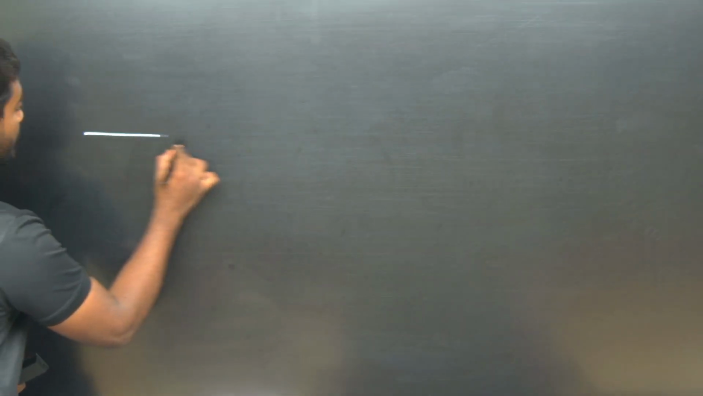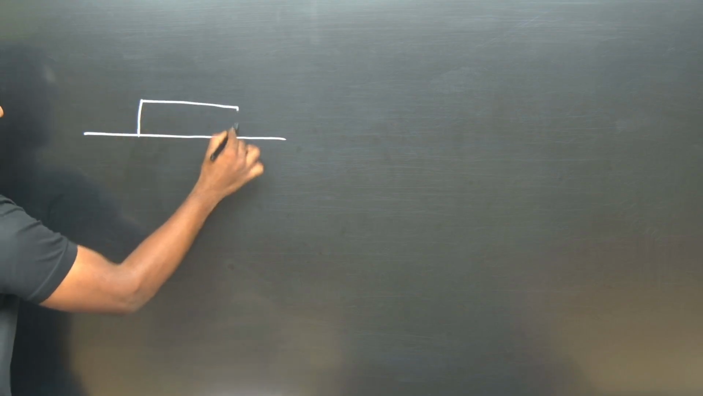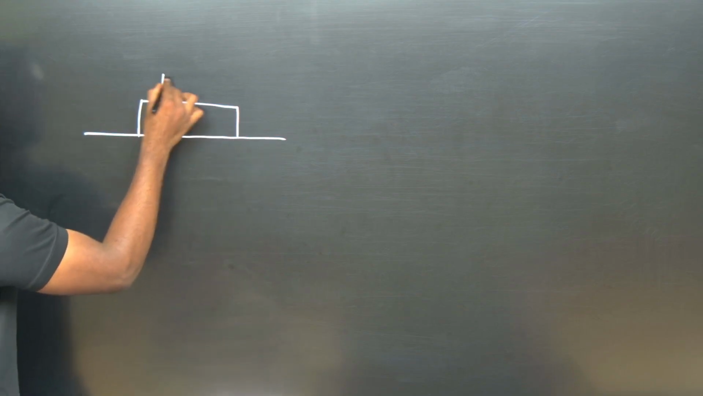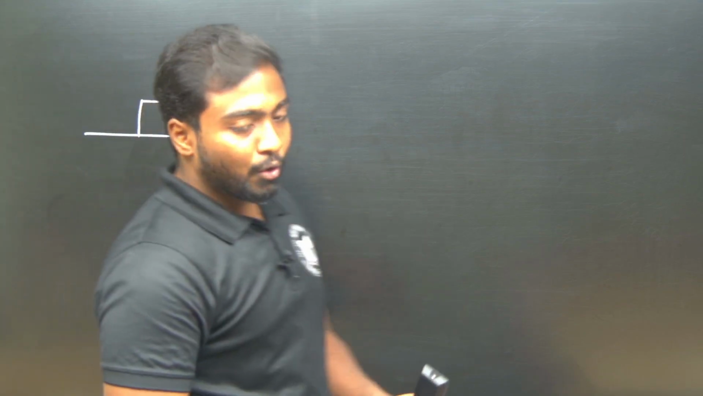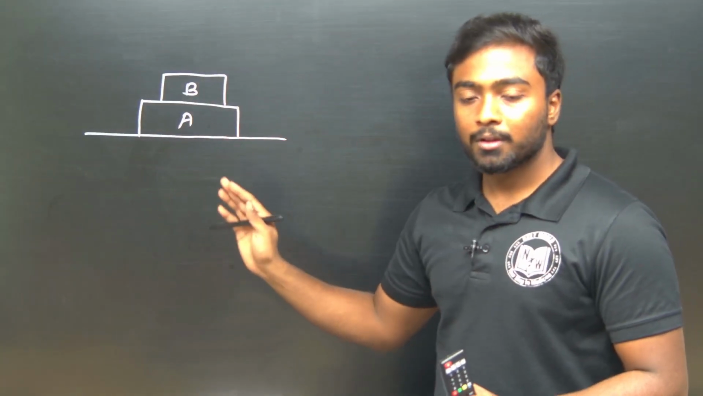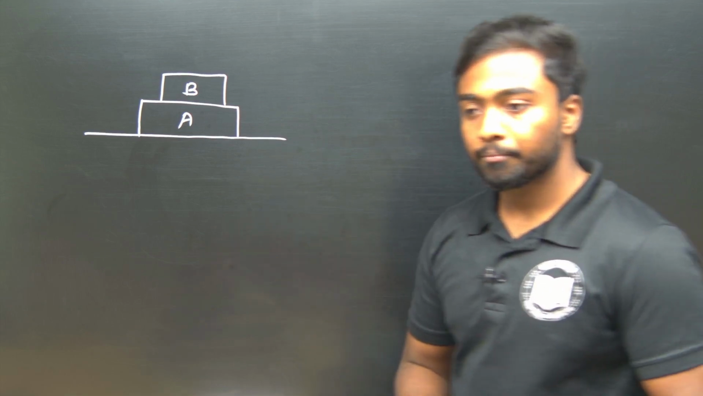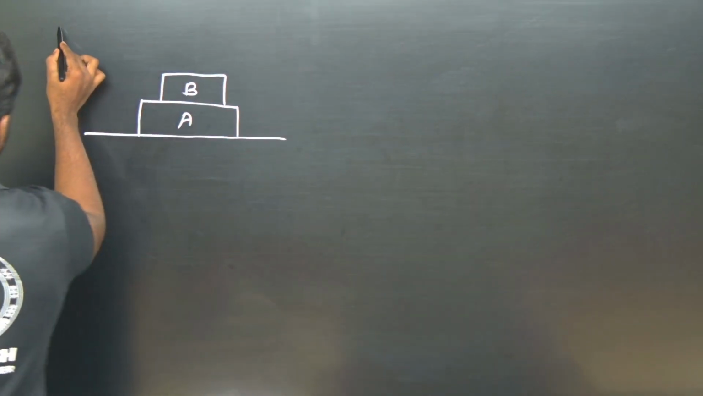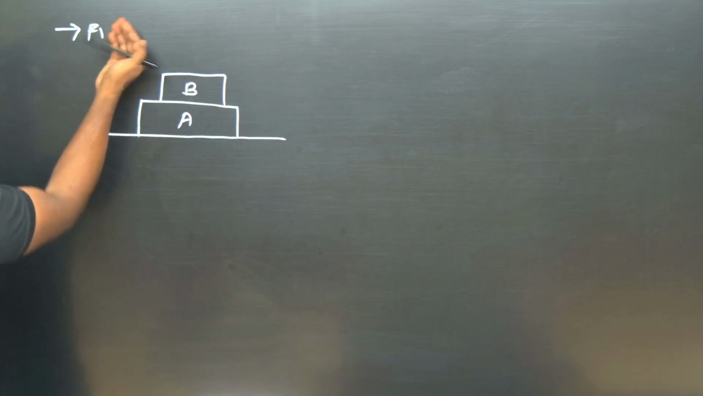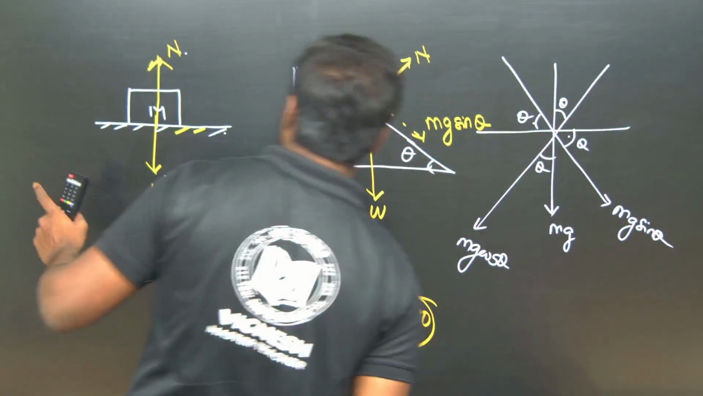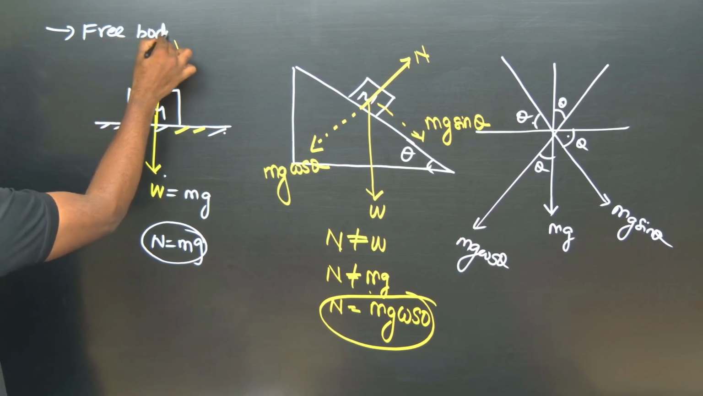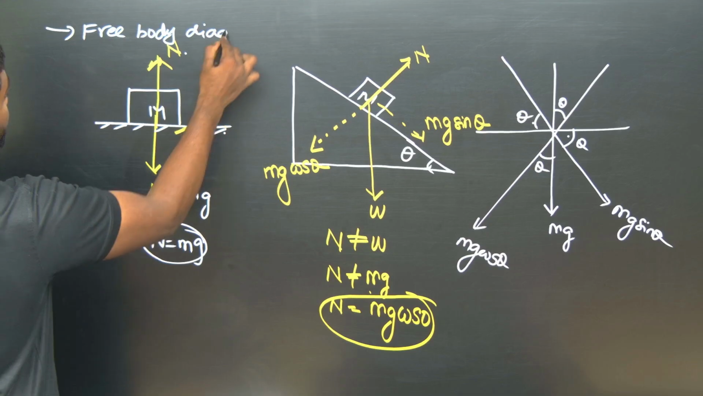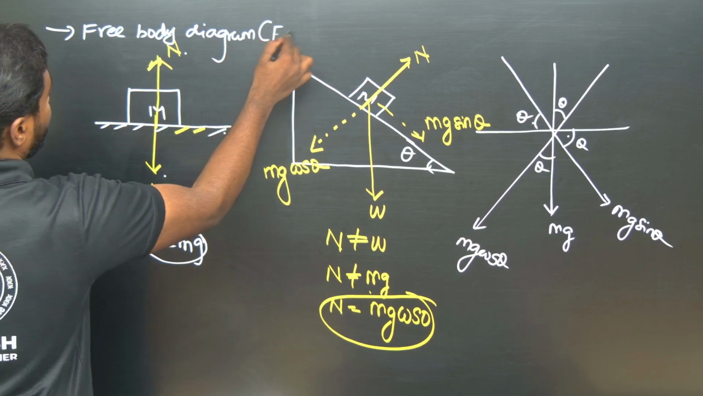Now let me take a surface like this. There is a block A and over that I am keeping another block B. Okay. So whatever we are drawing from this, that is the free body diagram, we will say. For the previous case itself, it is only a free body diagram, which is nothing but FBD.